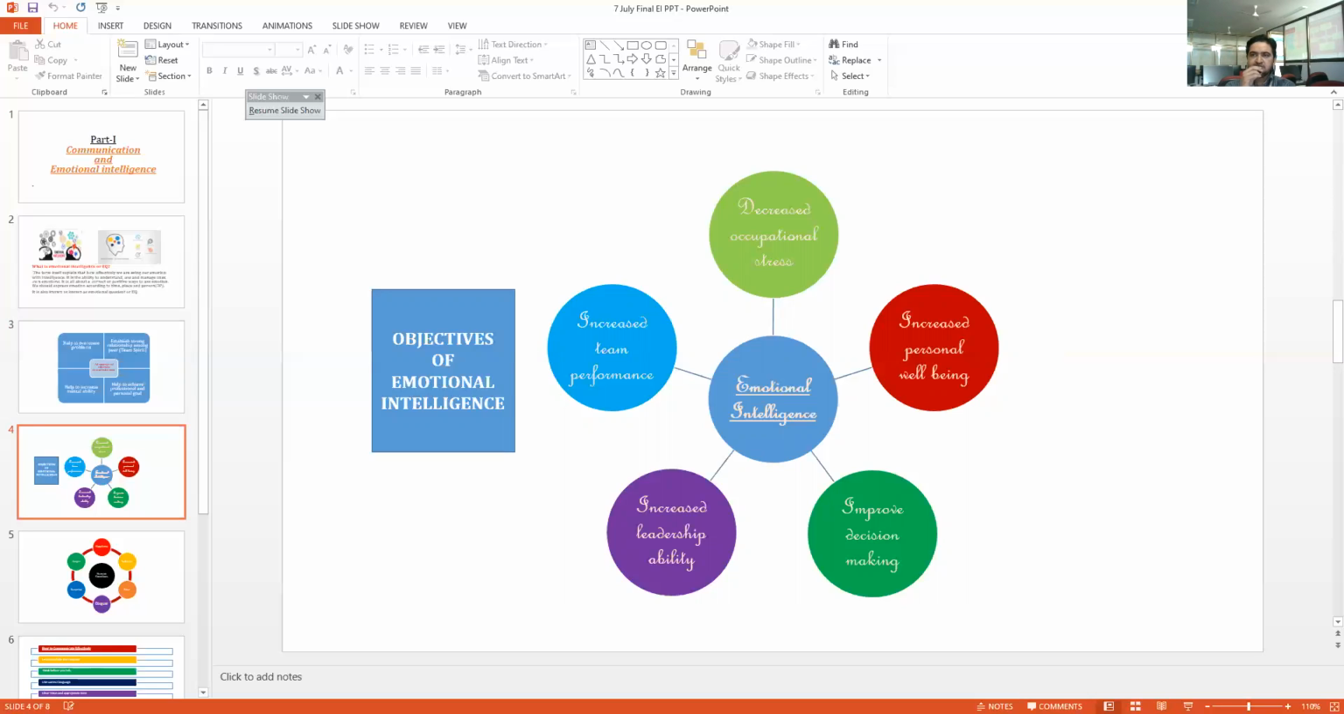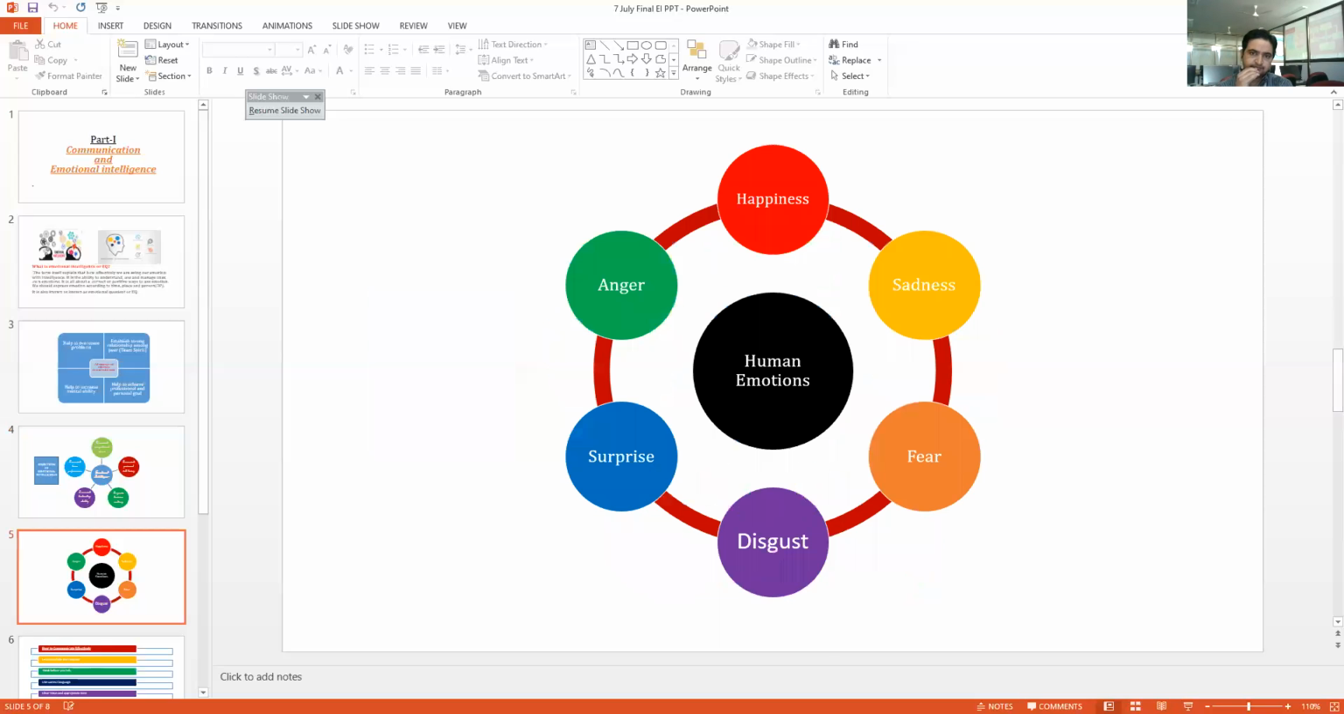Decreased occupational stress. Yes, it is a really very important thing which is mentioned here, because this is the situation where all the people are aware about each other. Yes, today this person is under stress, so now they will talk with positivity, and this will help change the emotions of other people.